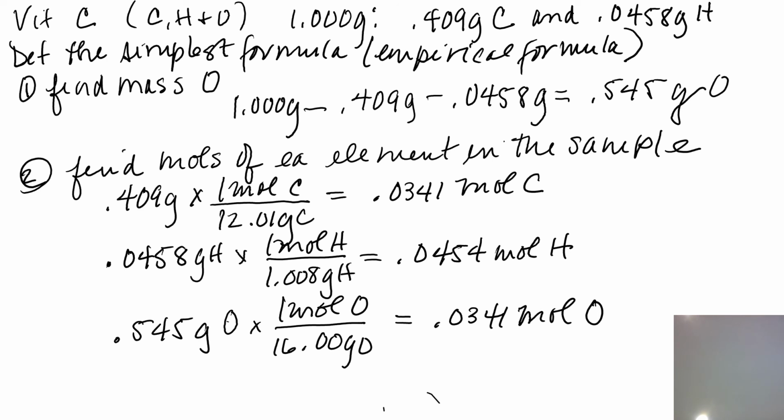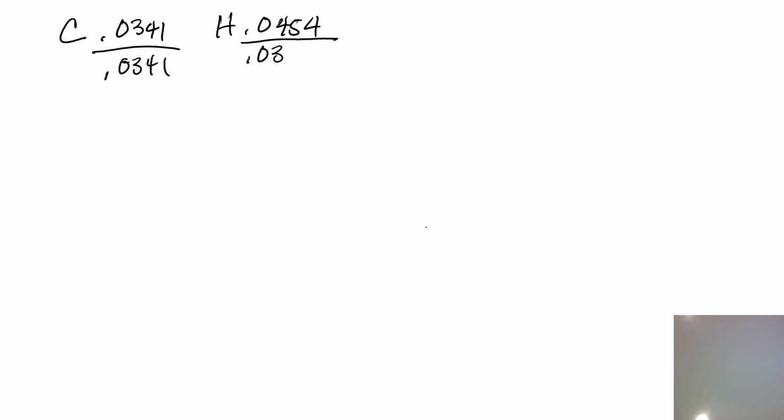And in looking at our moles of each element, we see that moles of O and moles of C are the same, and they are the smallest number of moles. So that is what we're going to use to set up our ratios. So for carbon, 0.0341. For hydrogen, 0.0454 and oxygen. Now, when we divide these, the ratios come to 1, 1.33, and 1.